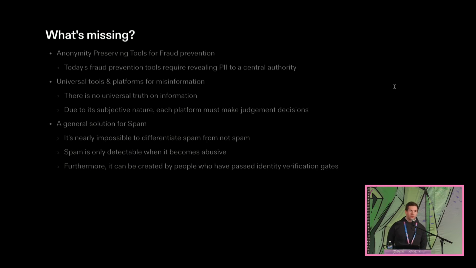I also think we need universal tools and platforms for misinformation. As I said, there's no universal truth on information. It's subjective. So each platform has to make judgment decisions, but I think every platform needs access to a tool for making those decisions. And then I also think we need a general solution for spam, but it's almost impossible. Spam versus not spam is another subjective challenge. Spam's only detectable when it becomes abuse. The first message from a user might not be spam, but the second might.